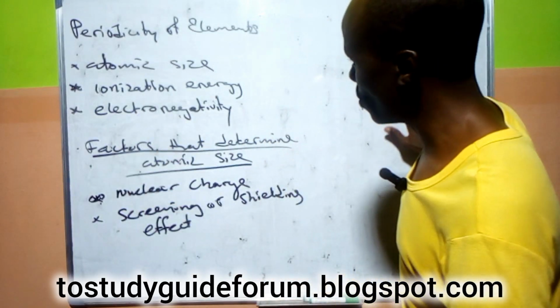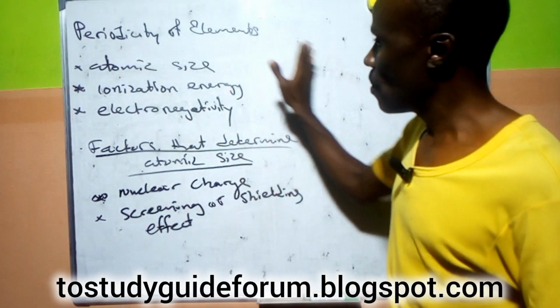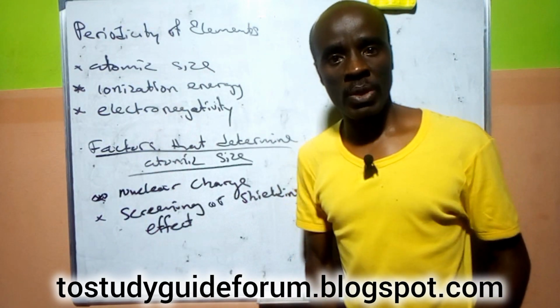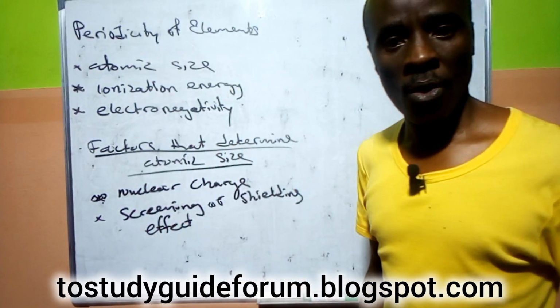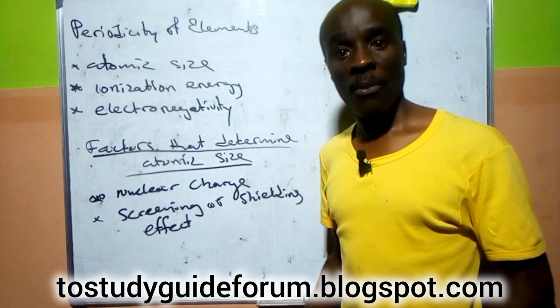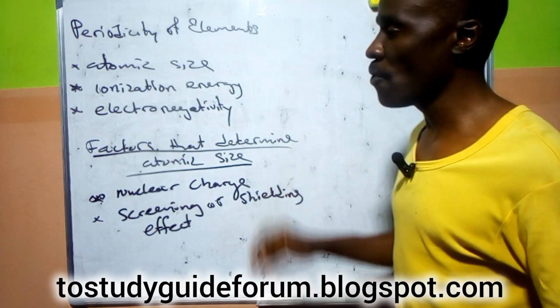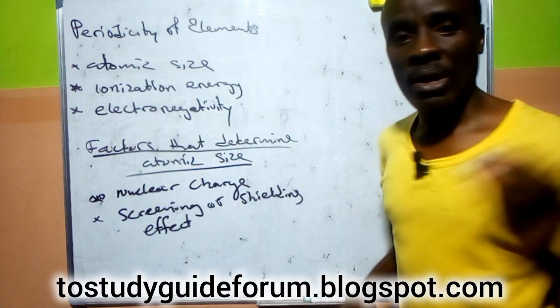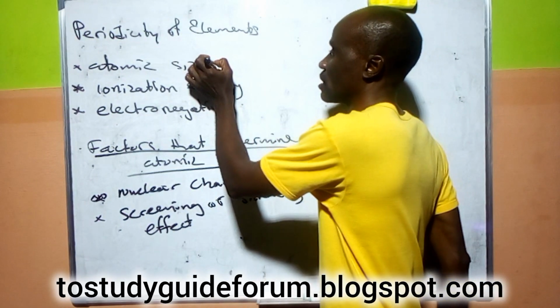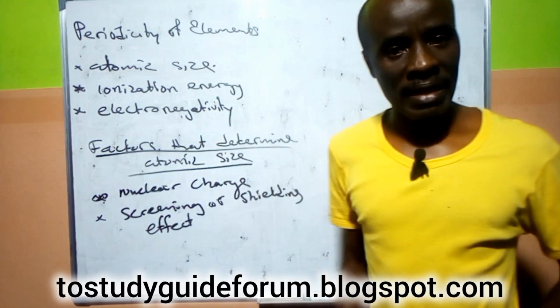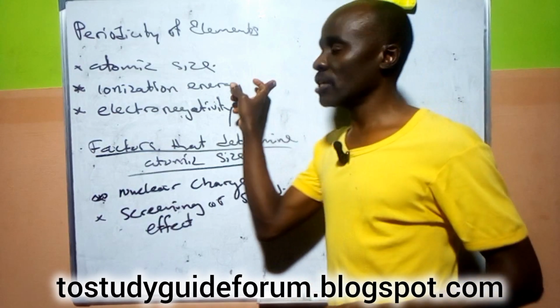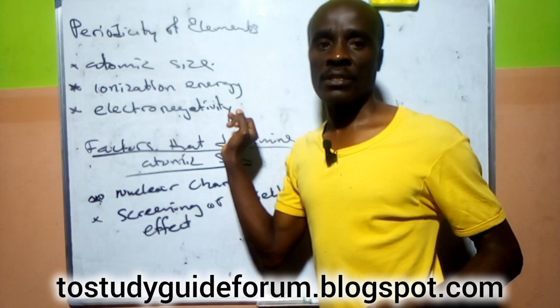So today we're going to be looking at some of the variations that are very common in the periodic table among the elements. The first ones we're going to be looking at are the atomic size, ionization energy, and electronegativity.